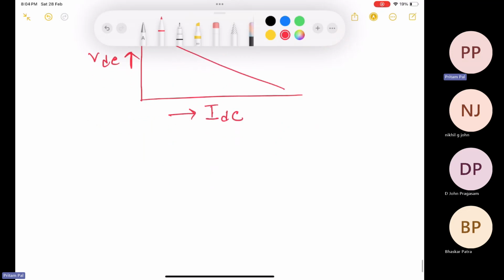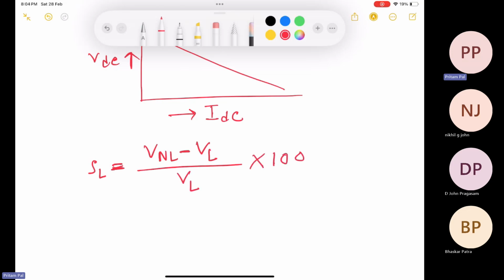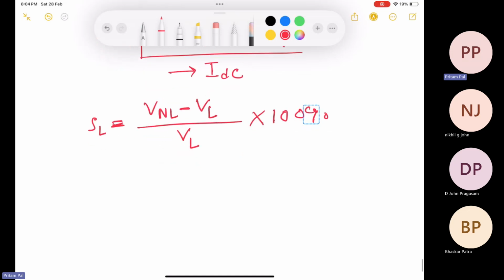This is the regulation characteristics, and the percentage of regulation is defined as SL. You will come across this very often because it is a very important factor for rectification. The no load and with the load. VNL is the no-load voltage, that is the voltage with zero load current, where RL is infinity. Okay, let me write it.